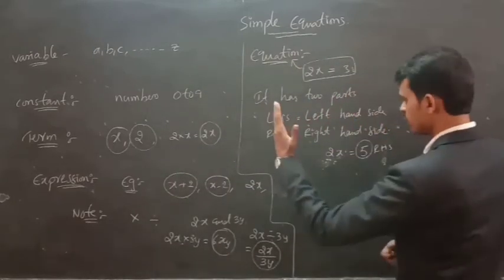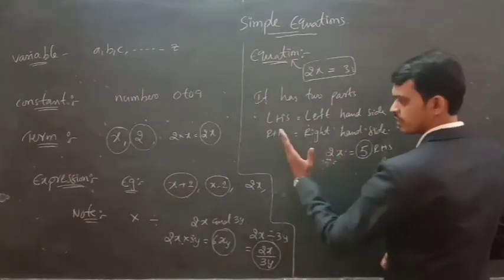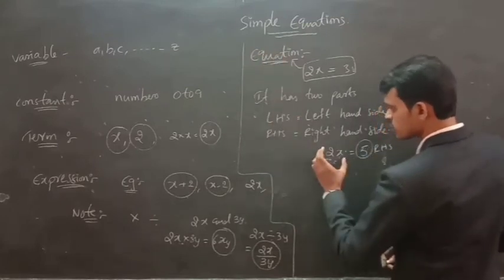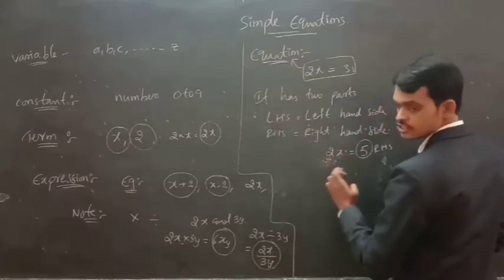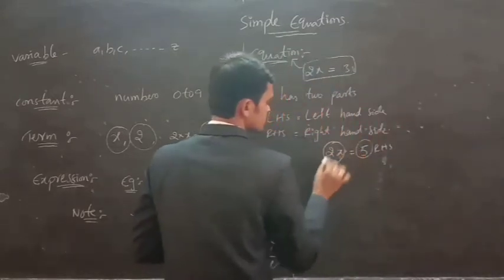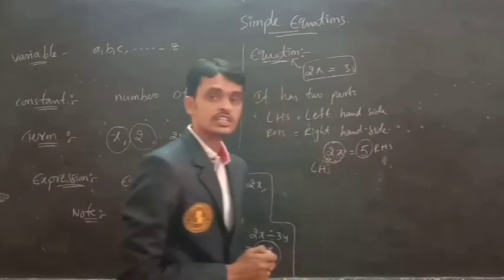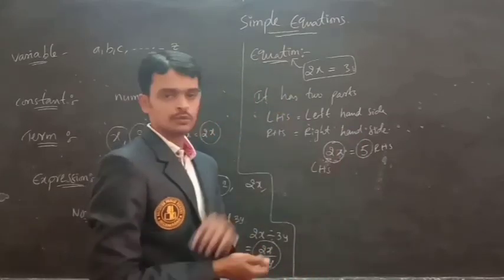Next, look at the equal symbol. This side is my left hand. So 2x is the LHS. So 2x is the LHS part, and 5 is the RHS part of the given equation.